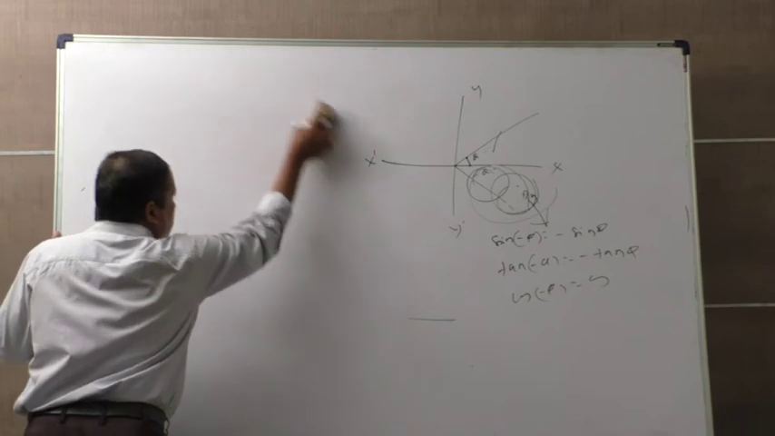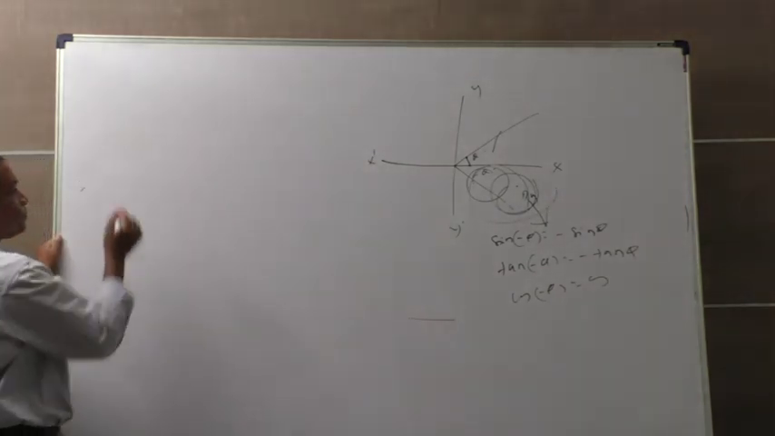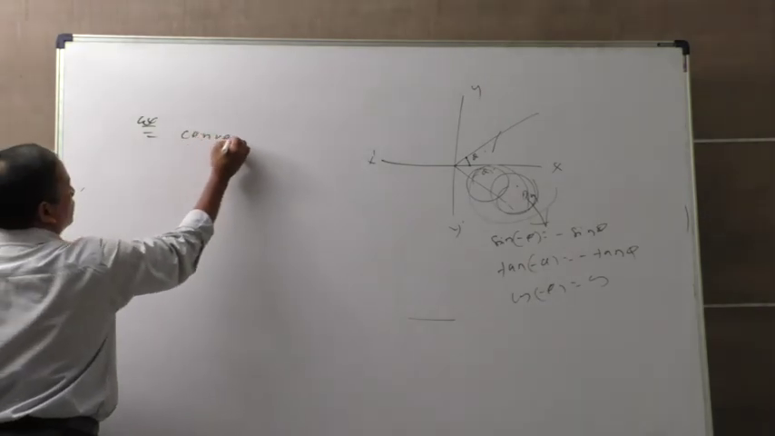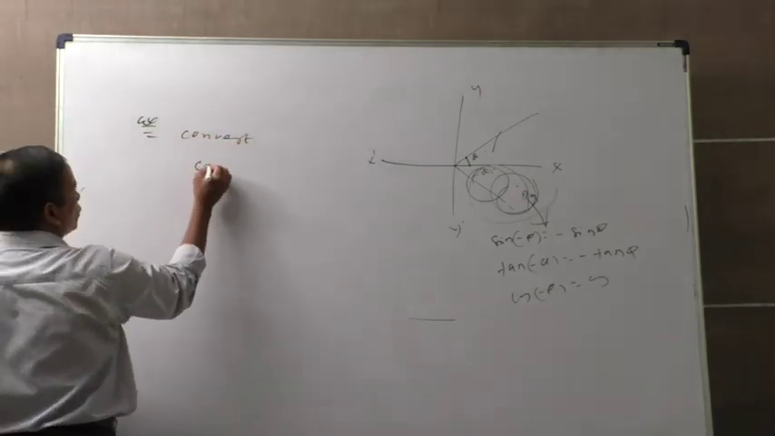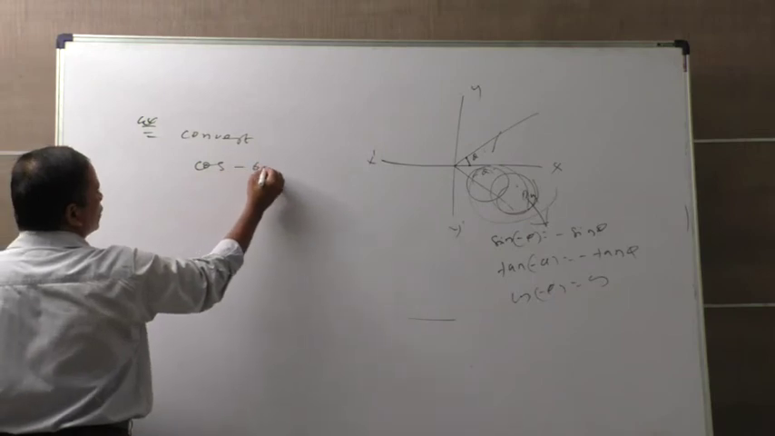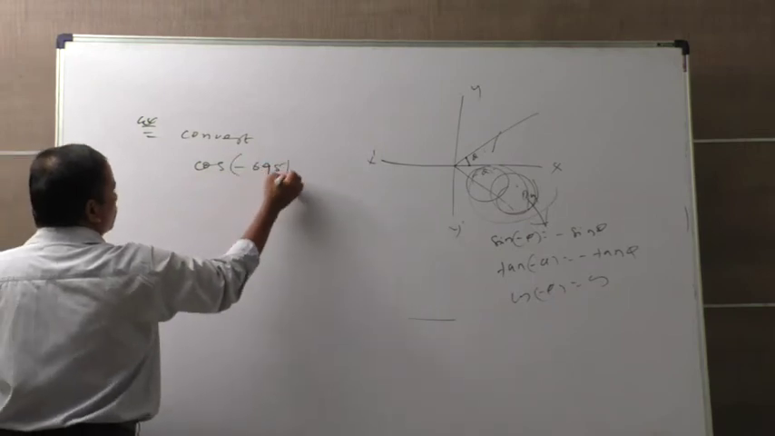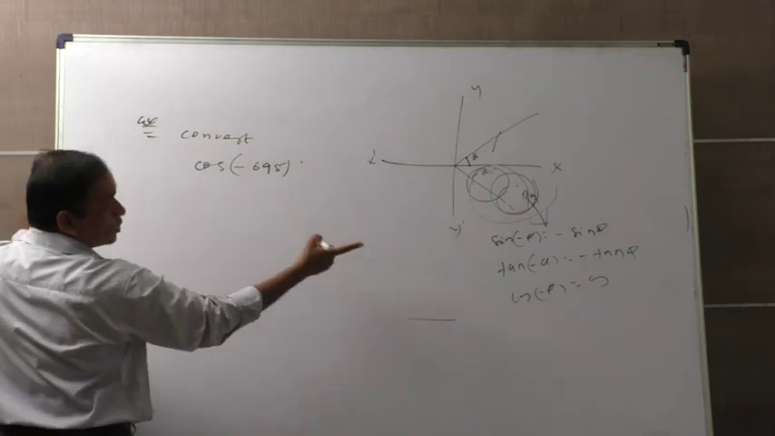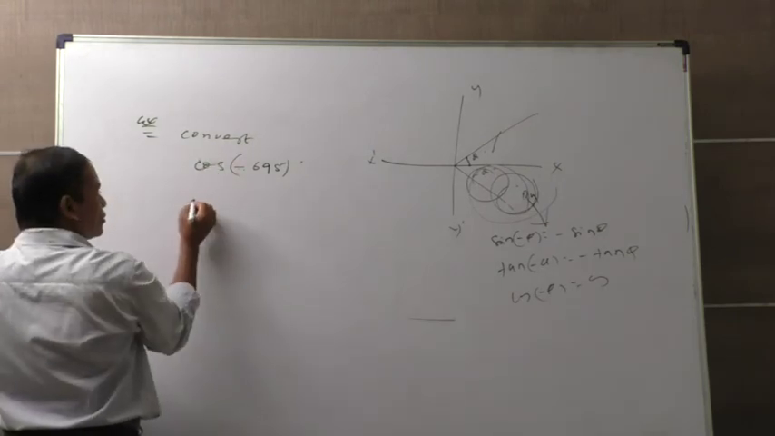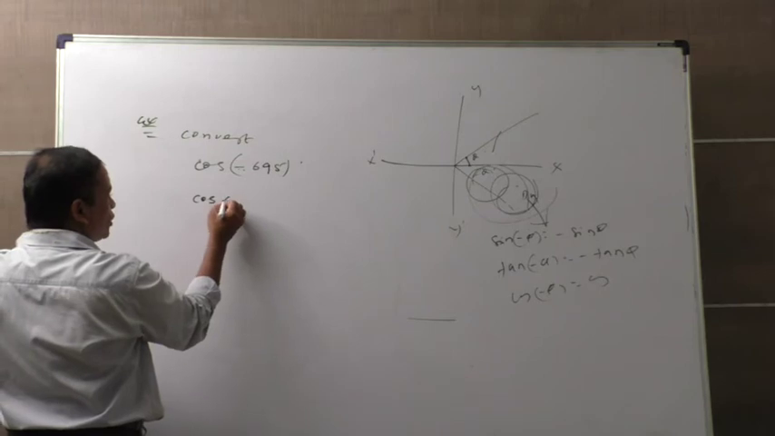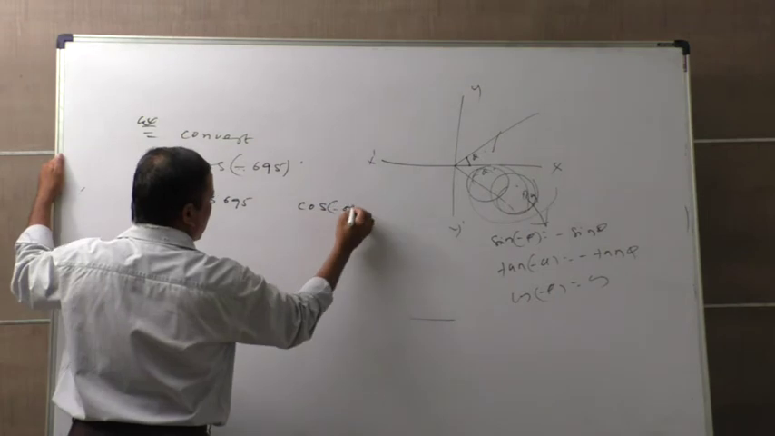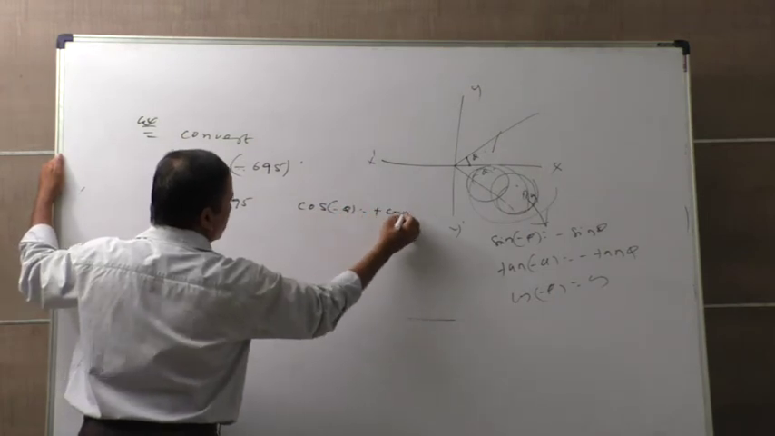Now let's do an example. Find or convert to an acute angle: cos of minus 695. Convert into an acute angle. Because we have the formula cos of minus theta is plus cos theta, this one will be cos of 695.